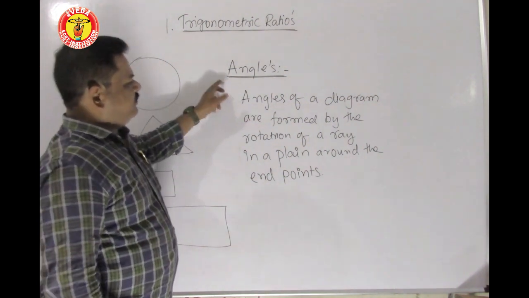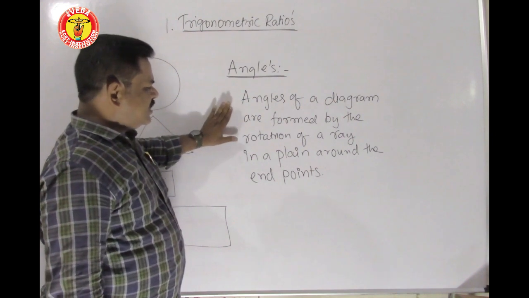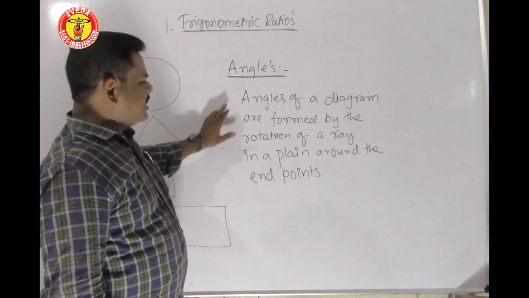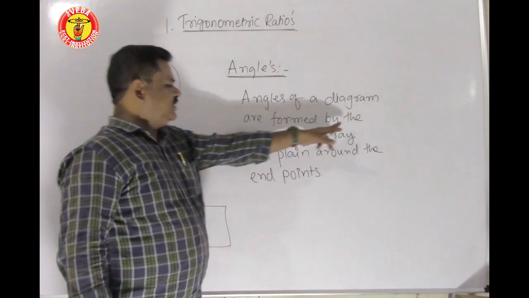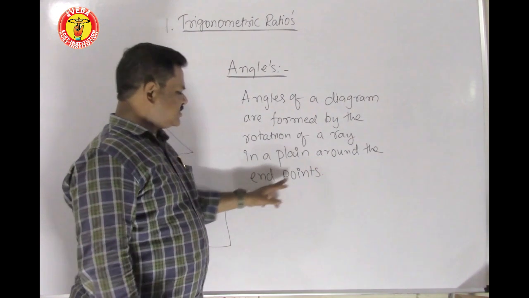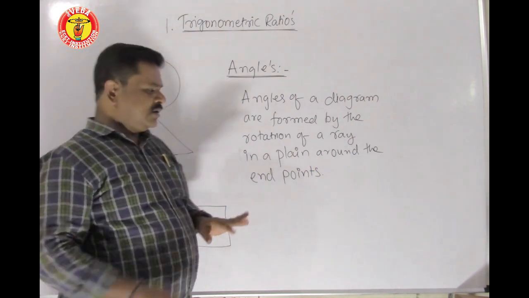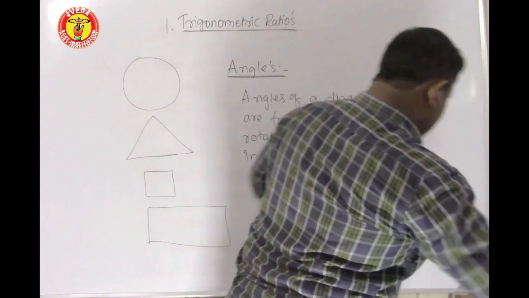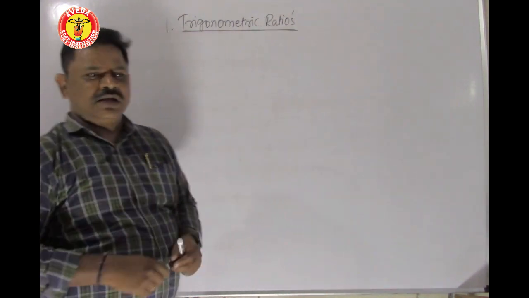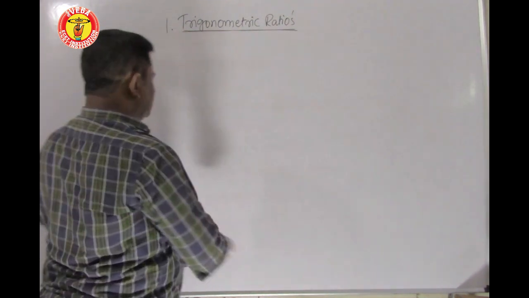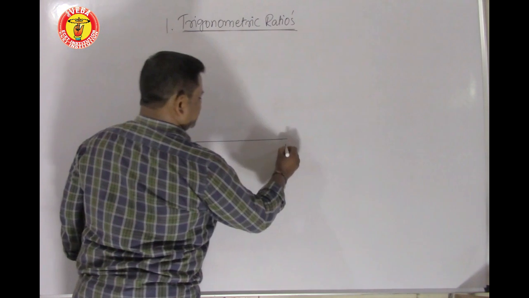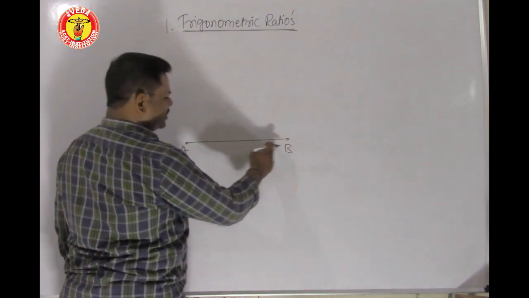We are going to discuss the easiest definition of an angle. That means angles of a diagram are formed by the rotation of a ray in a plane around the end points. That is a simple definition for an angle. Now let us discuss the angle in a brief manner. I will give a simple example. Suppose you draw a straight line in a plane lamina; we mark the starting point as A and the ending point as B.